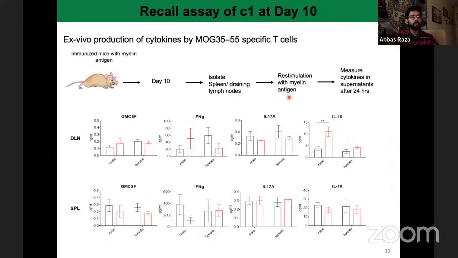We further validated this by using the supernatants and running ELISAs across these different cytokines, which are shown here. Just focusing here, the only cytokine that was significant was IL-10, and it was exclusive in the lymph node. So the males were secreting much more IL-10 when we did this assay.